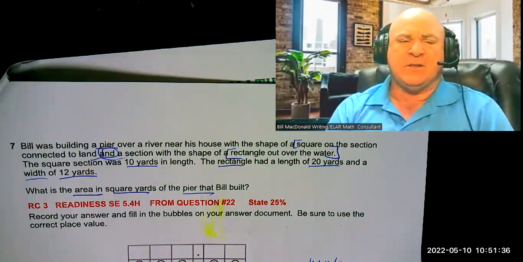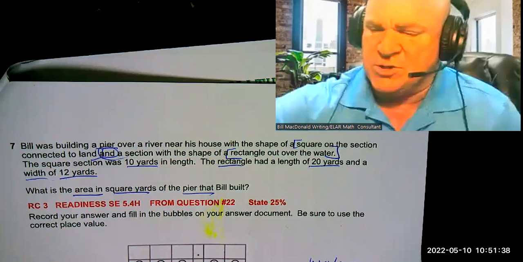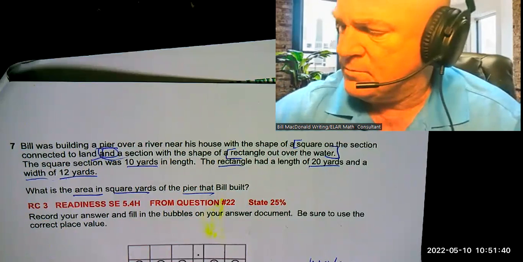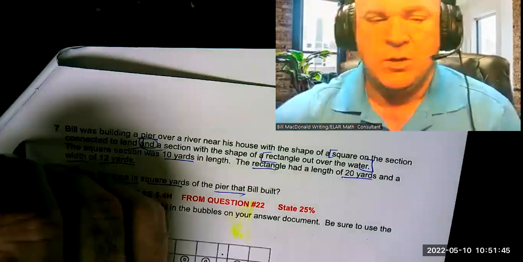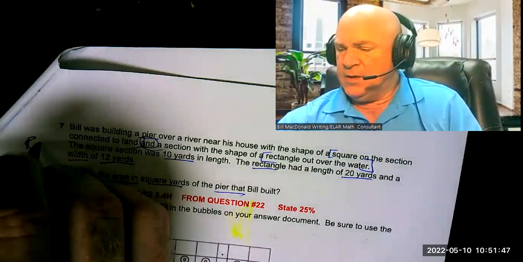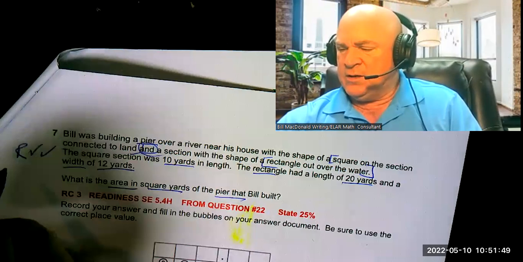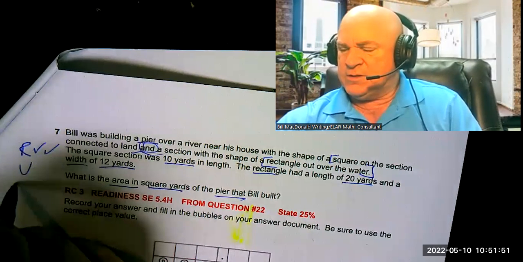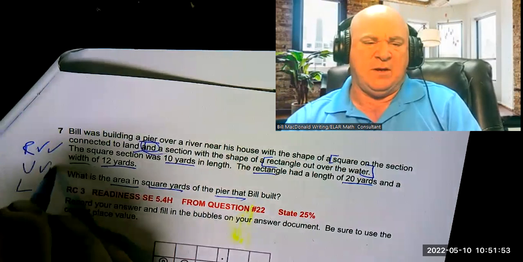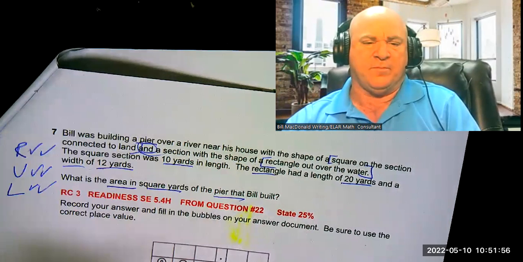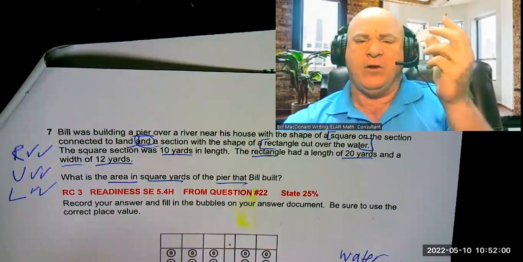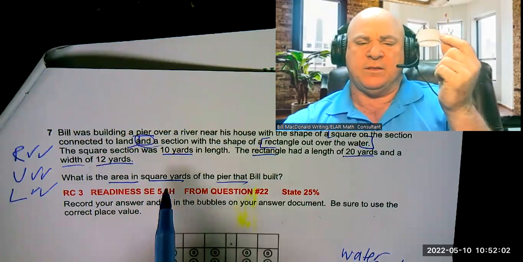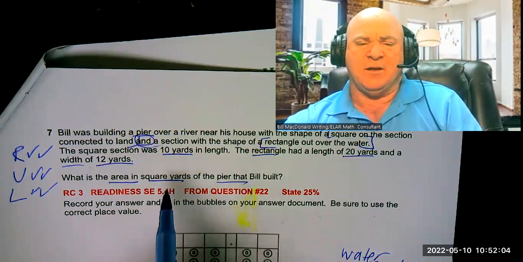So let's go ahead and read the question first. And then we'll read the problem. And as we do that, we'll underline and we'll label in both places the information that we need to solve the problem. What is the area, length times width, in square yards of the pier that Bill built?